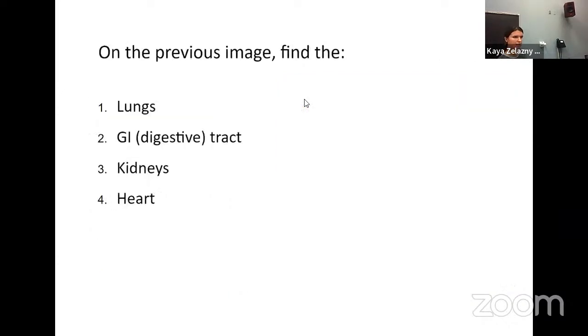You have that image in your slide. Just because it's kind of clunky looking, I want to make sure that we're all on the same page. So take a second and look in your notes and make sure you can see where the lungs are, where the GI tract or the digestive tract is, and find the kidneys and the heart. Let's take a second to look at that diagram.